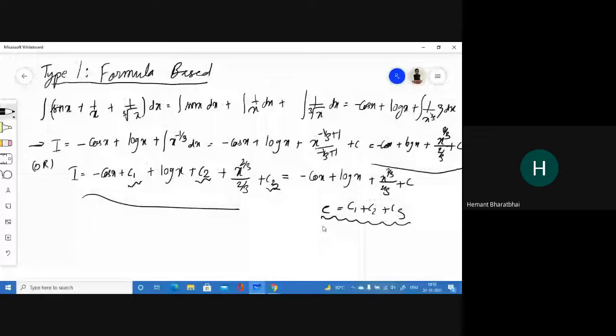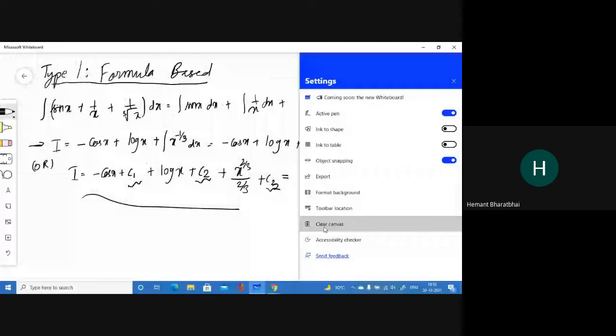Let's go for the next type. Means same type only, next numerical. Now I have the integration of tan of x plus cot of x the whole square dx. I don't have a direct formula for this.